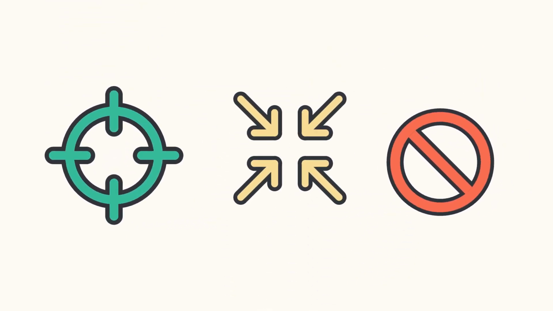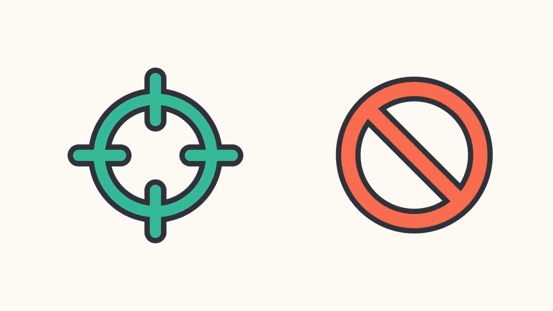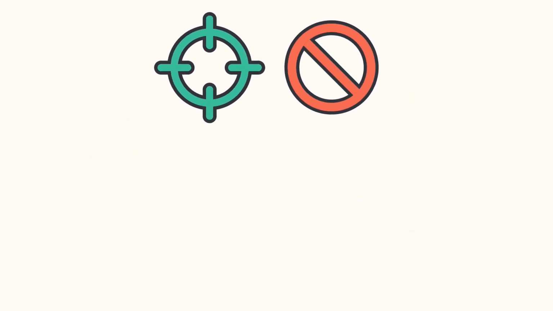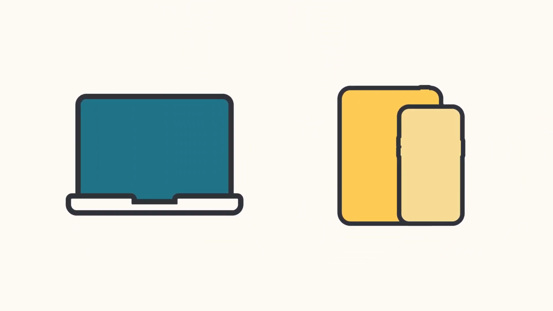Of these, only a target is absolutely required. Limitations and exclusions are useful but optional tools to further refine your initial target. Today, we'll focus on targets and exclusions. It's worth noting that scope is functionally the same for both computers and mobile devices. We'll cover examples of both later in this video.